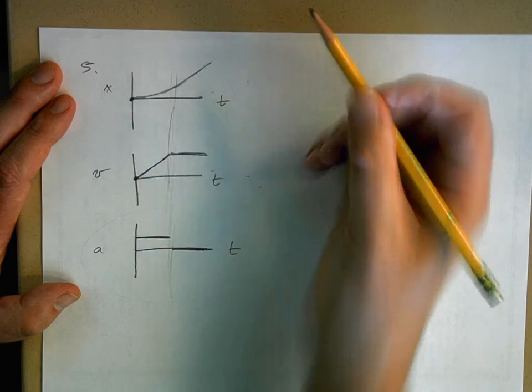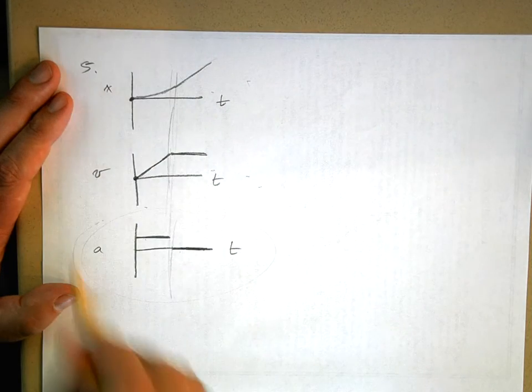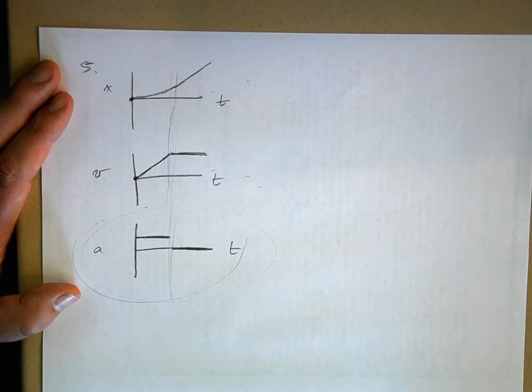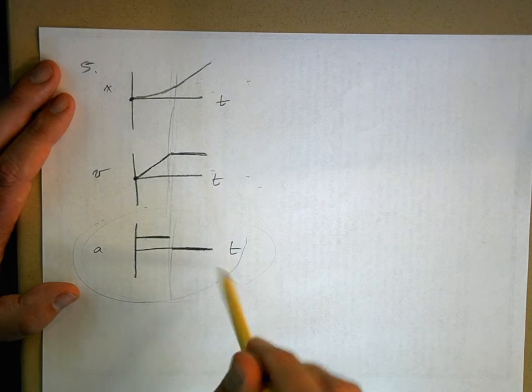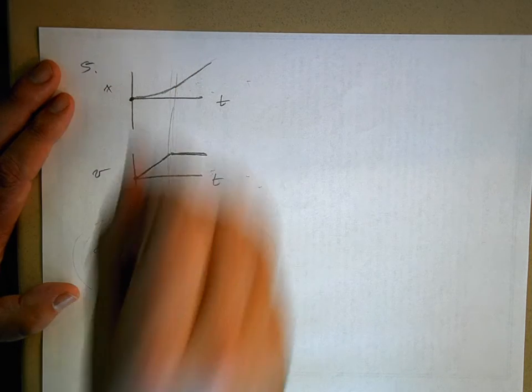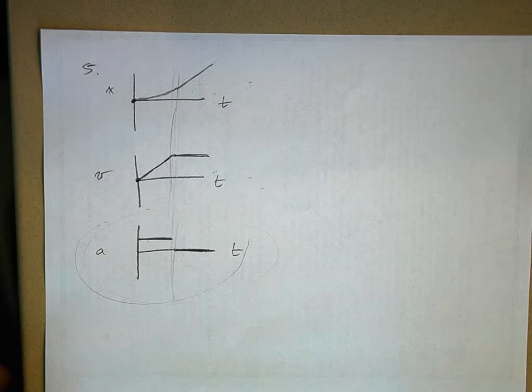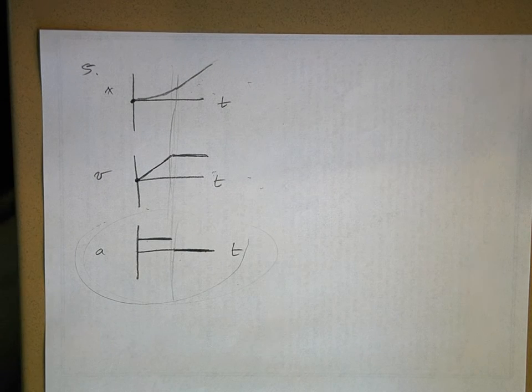So you'll have to take one of these and draw the other 2. I might give you position versus time, you have to get velocity and acceleration. Or velocity versus time, you get position or acceleration. Well, actually, on the test, I do that for all of them.